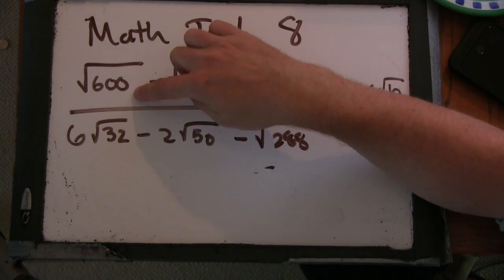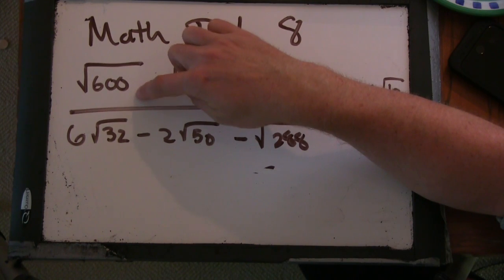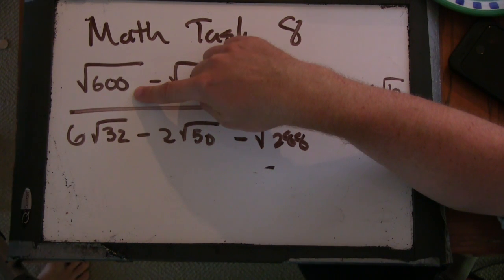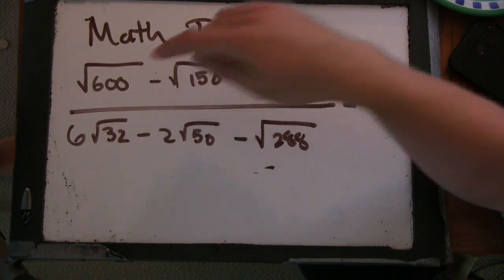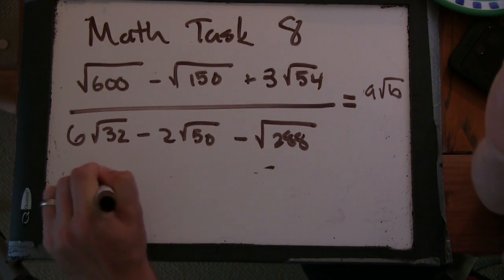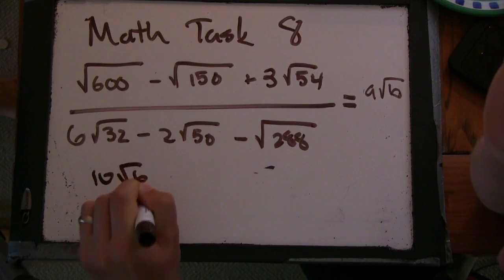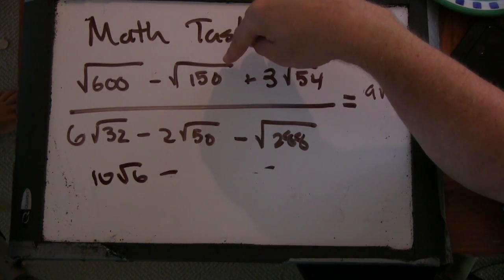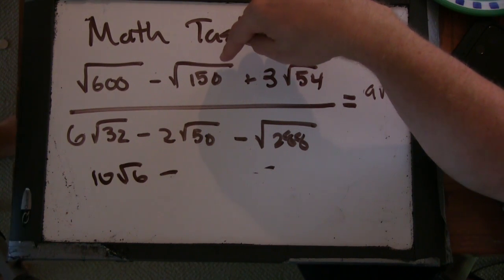Like, let's see, what can we say about the square root of 600? Well, the square root of 600, we know what the square root of 100 is. It's 10. Then it's just the square root of 6. So the square root of 600 is 10 times the square root of 6. So that's nice, that's simplified. What about the square root of 150? Does it have anything we can do to make it simpler?